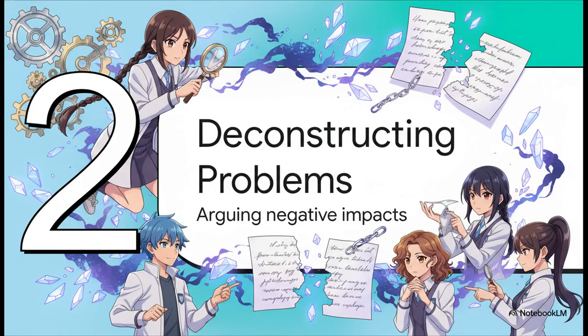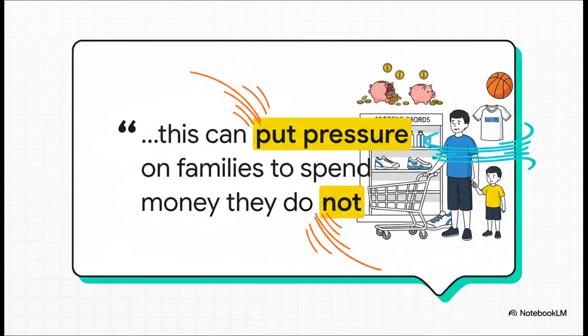Okay, let's move on. Now we're going to deconstruct the problems. We're going to dive into that first body paragraph and pull out the powerful vocabulary the writer uses to talk about the downsides. This is so good. The writer doesn't just say, oh, it's bad for people. No, they get super specific. They use the phrase, put pressure on families. You can almost feel that stress, can't you? It paints a really clear picture of the financial burden.